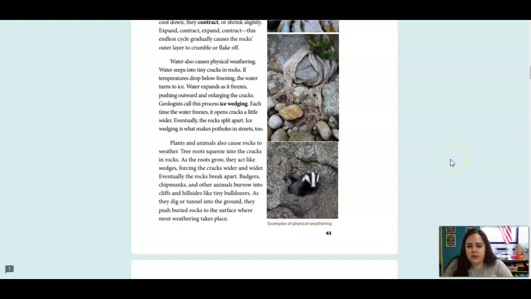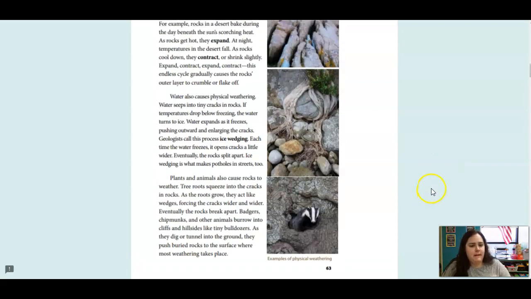Plants and animals also cause rocks to weather. Tree roots squeeze into the cracks in rocks. As the roots grow, they act like wedges, forcing the cracks wider and wider. Eventually, the rocks break apart. Badgers, chipmunks, and other animals burrow into cliffs and hillsides like tiny bulldozers. As they dig or tunnel into the ground, they push buried rock to the surface where most weathering takes place.